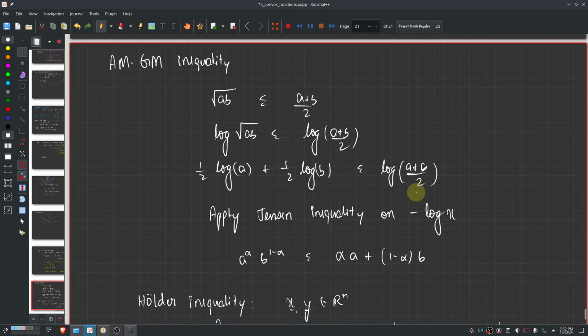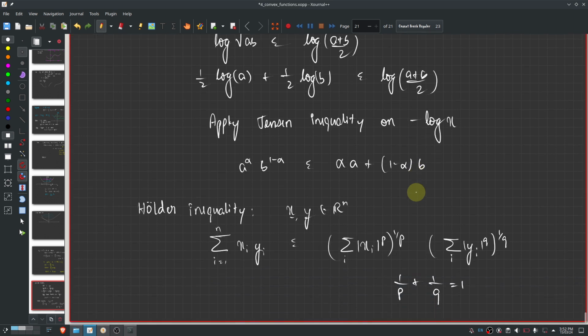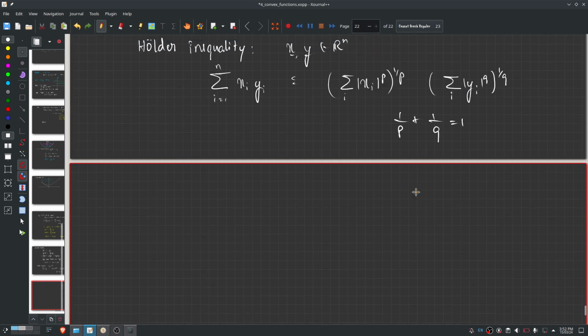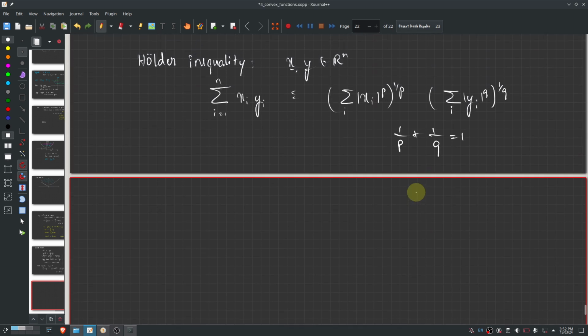Any questions? Okay, so maybe this is a good point to stop. In the next class, I'll introduce different operations that preserve convexity. We've already seen one, that linear combinations, or conic combinations, of convex functions give you convex functions. But we'll see that holds more generally.